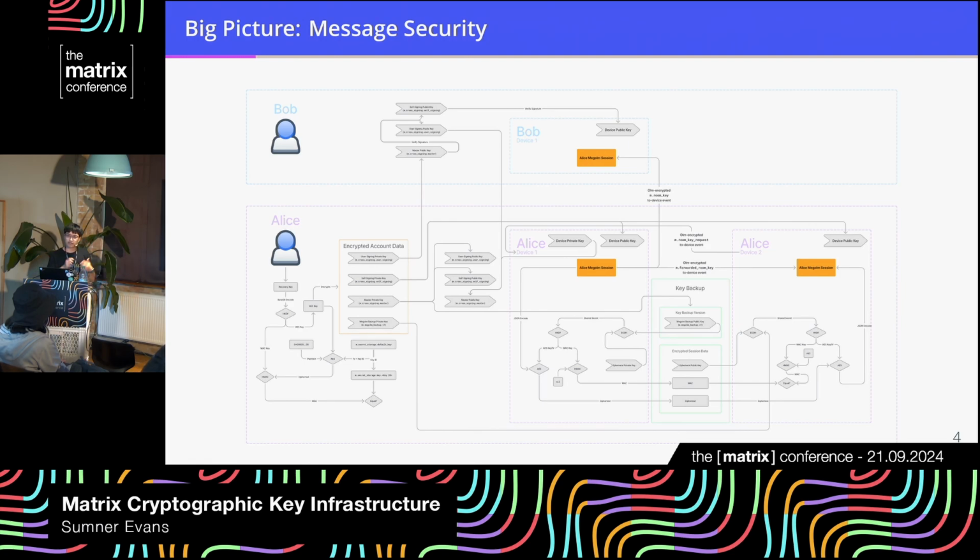All of the rest of the infrastructure here in this diagram is to facilitate sharing this Megolm session or verifying that another device should have access to it.